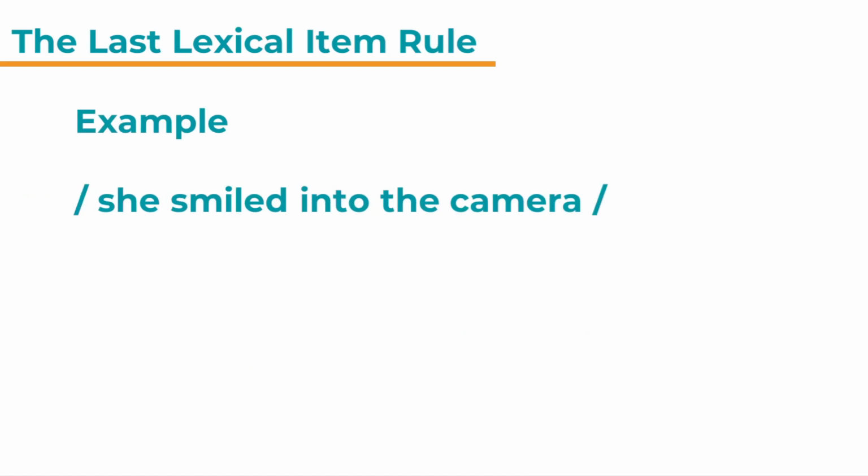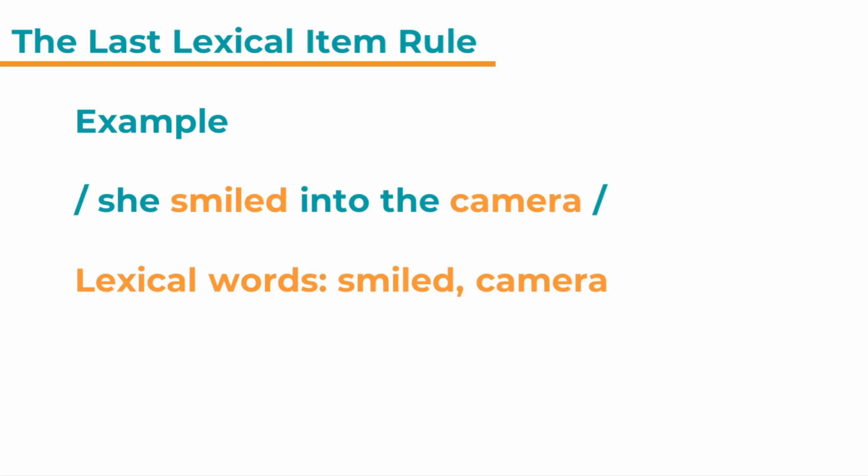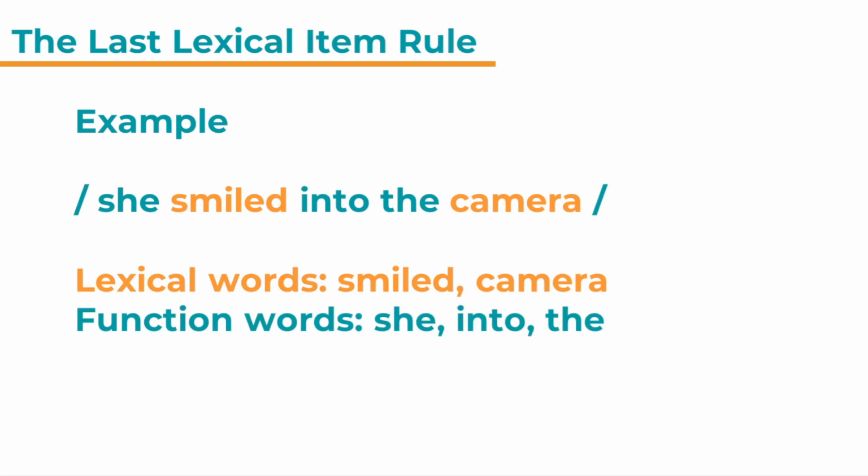So let's go back to our example from before. She smiled into the camera. Smiled and camera are both lexical words. Smiled is a verb, camera is a noun. She, into, and the are all function words. They do not really carry meaning. She, into, the, you would not know what I'm talking about. But smiled and camera, yes, they tell you a little bit more. Camera is the last lexical item, so it carries the main stress.